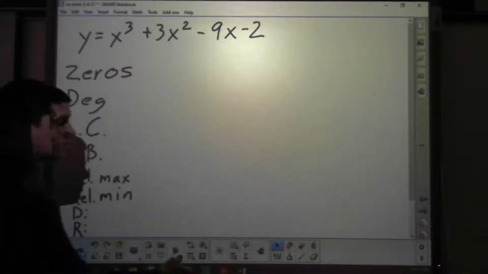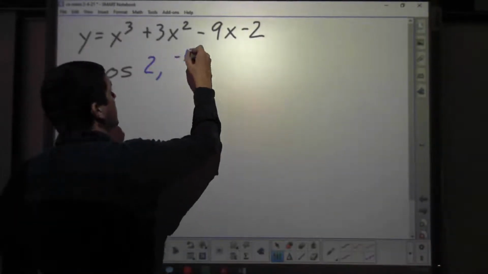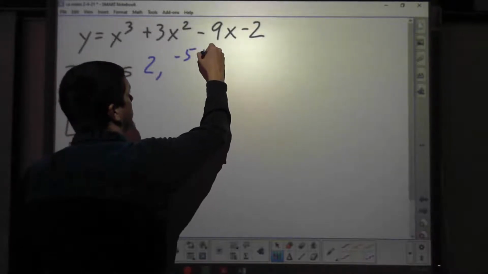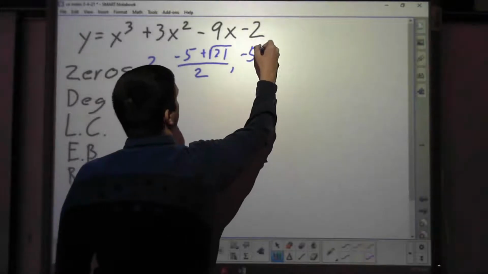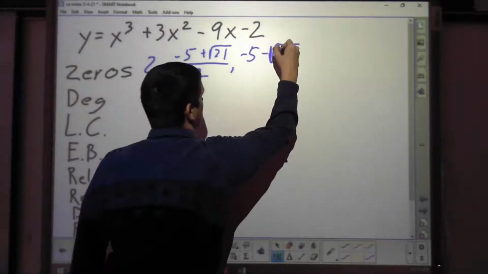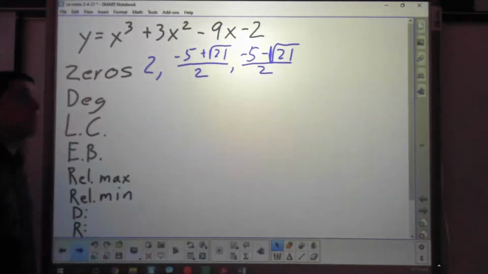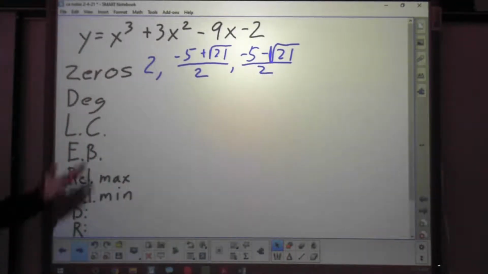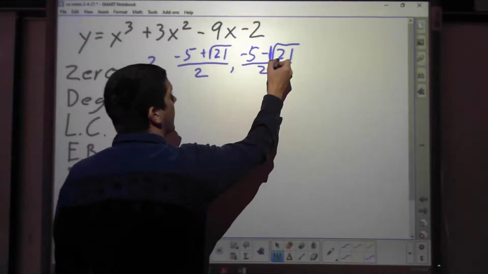So when I'm doing this right here, I'm going to have 2, comma, -5 plus the square root of 21 over 2 and -5 minus the square root of 21 over 2. Those things remain the same. Just, yeah, it's not those nice, pretty numbers that we like seeing.